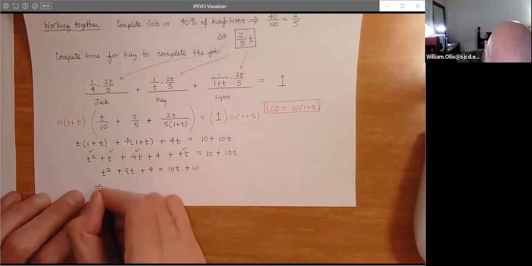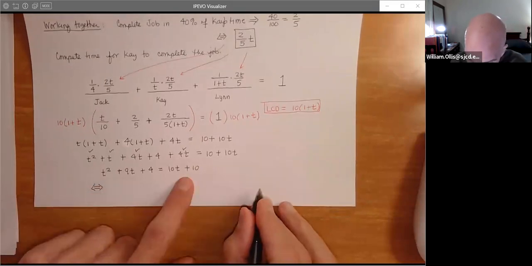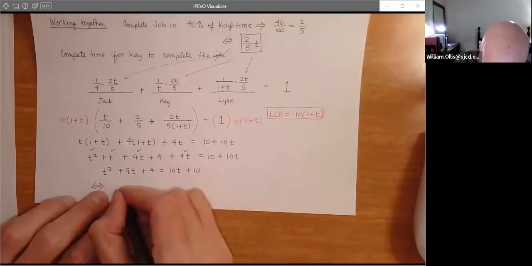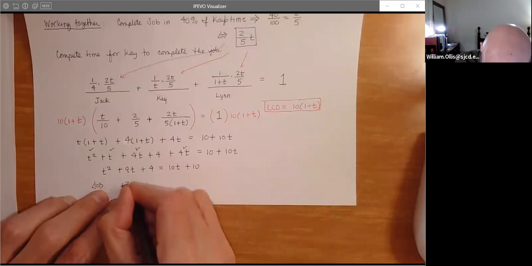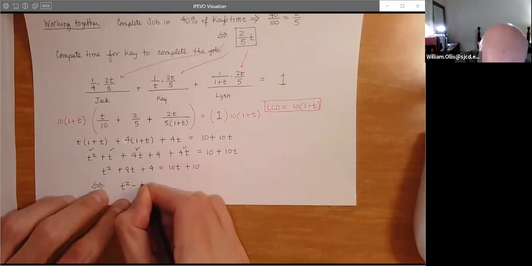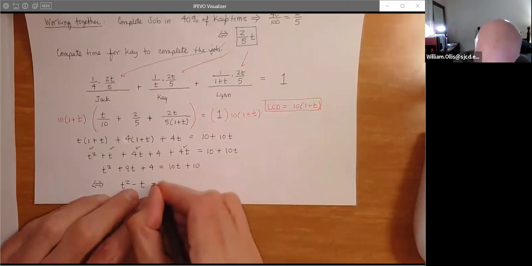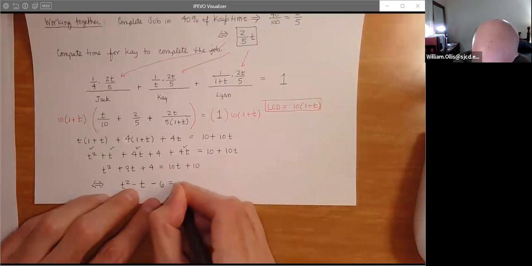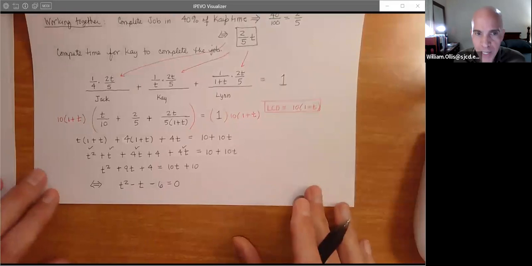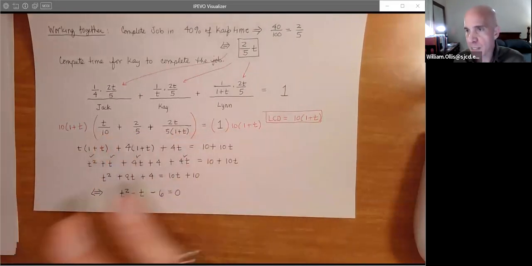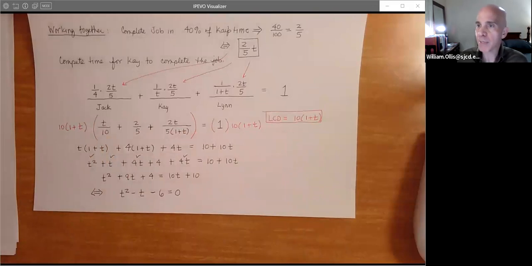So now this is going to be a simple quadratic. So now we can subtract the 10t from the 9t to give us a negative t. And then we could subtract the 10 from the 4 to give us a minus 6. So if we had just started the problem right here, ladies and gentlemen, you're like, oh, that's the least common denominator problem, knock it out.